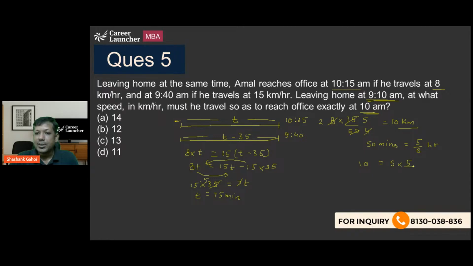Time is what? 5 by 6. So I can directly calculate. This is 2. So the speed of Amal is going to be 12 kilometers per hour. That's going to be option B. So there is nothing else to do in this. Basically start with the assumption of time t, and after that you can normally solve the question and get the answer.